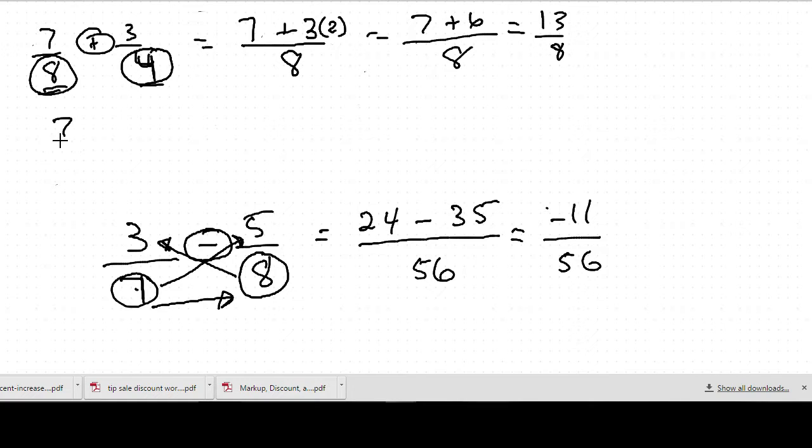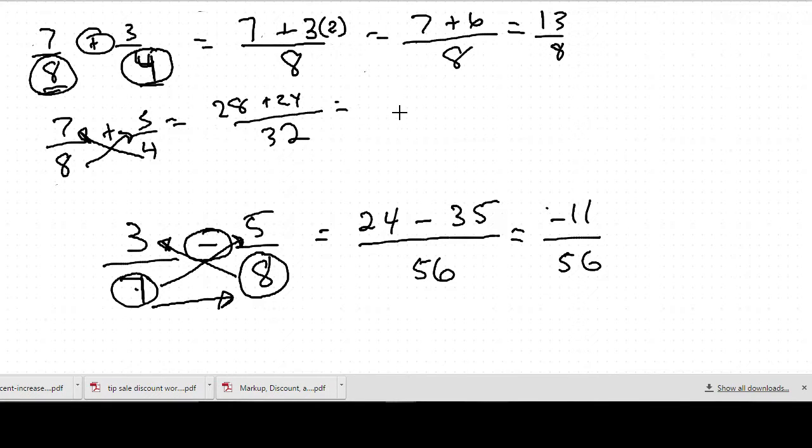Or I can do it this way. 7 over 8 plus 3 over 4. And so I'm going to use my pattern. What's that times that? 28 plus 24 over 32. Add the two together. 52 over 32. And now we got to reduce. So that's 20 over 32, which you can actually break down if you needed to. We use a 4, so it's 5 over 8. Huh. Did something go wrong here?